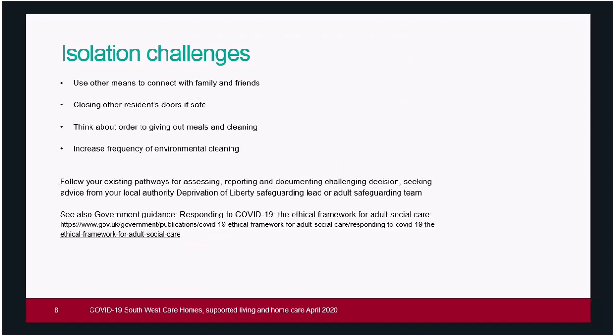We're really keen to hear what ways you are trying to tackle this and the measures you're taking to try and encourage people to stay in their rooms or to socially distance. And so let us know by email, and we could share that good practice during our teleconferences.